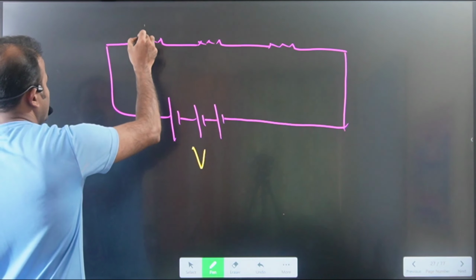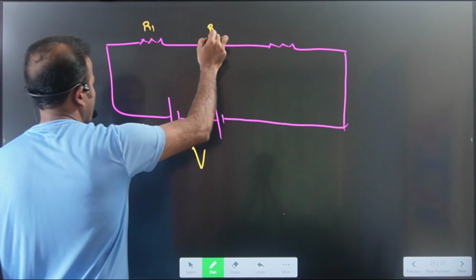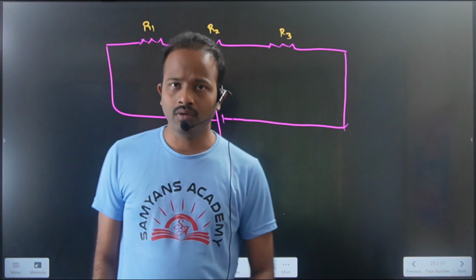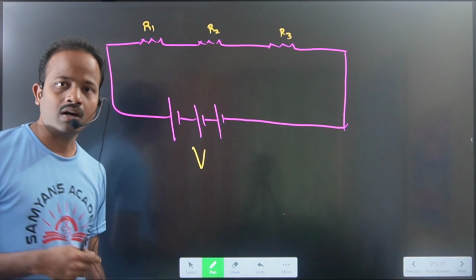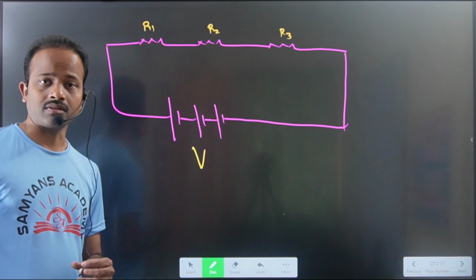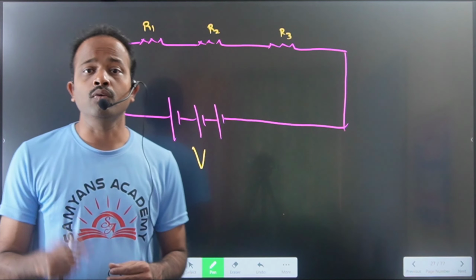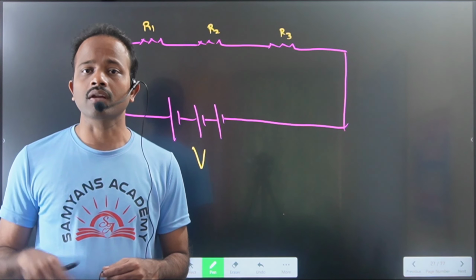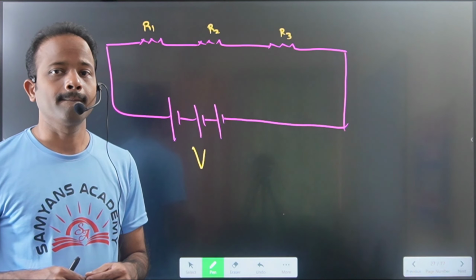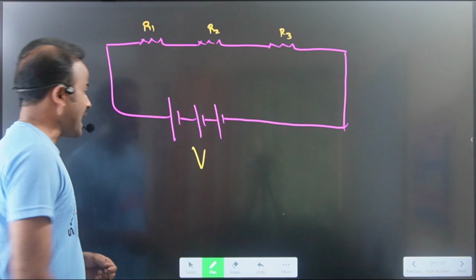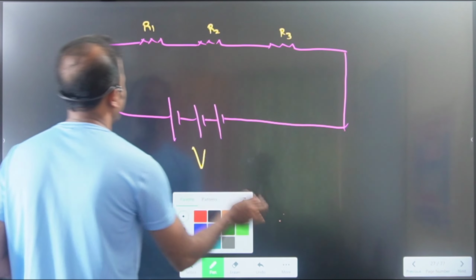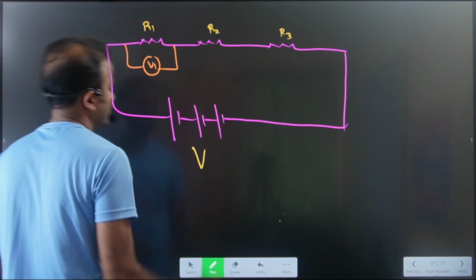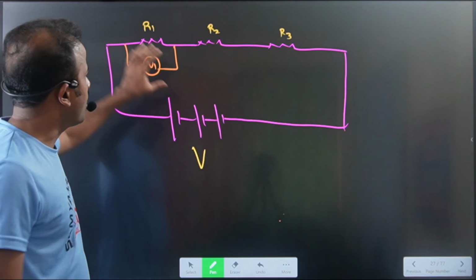Let us say this is R1 and R2 and R3. To calculate the voltage across the R1 resistor, R2 resistor and R3 resistor, how do you connect the voltmeter in the electric circuit? Yes, that is in parallel. Very nice, that is in parallel. Means you have to connect like this. This is V1.